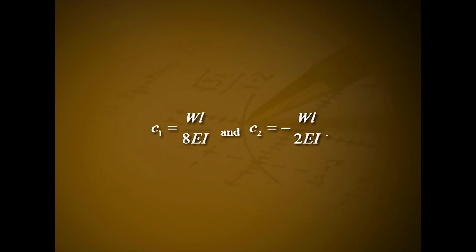Using the given boundary conditions, we obtain 0 is equal to c1 L square by 2 plus c2 L cube by 6 plus W by EI into L cube by 48, and 0 is equal to c1 into L plus c2 into L square by 2 plus W by EI into L square by 8. Solving these equations, we obtain c1 is equal to WL divided by 8 into EI and c2 is equal to minus WL divided by 2 into EI.